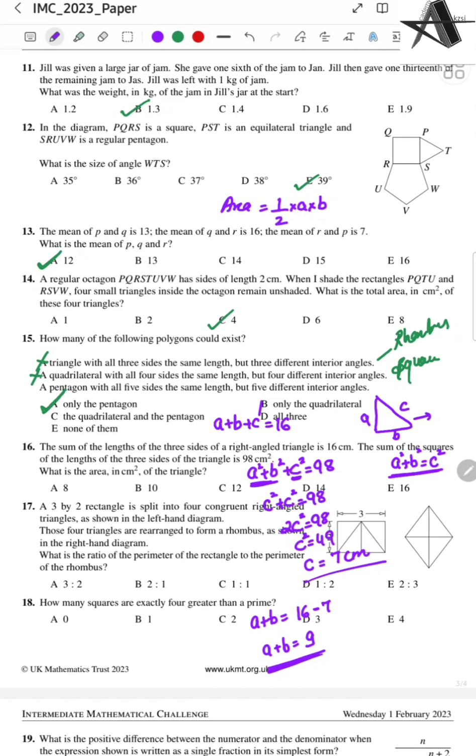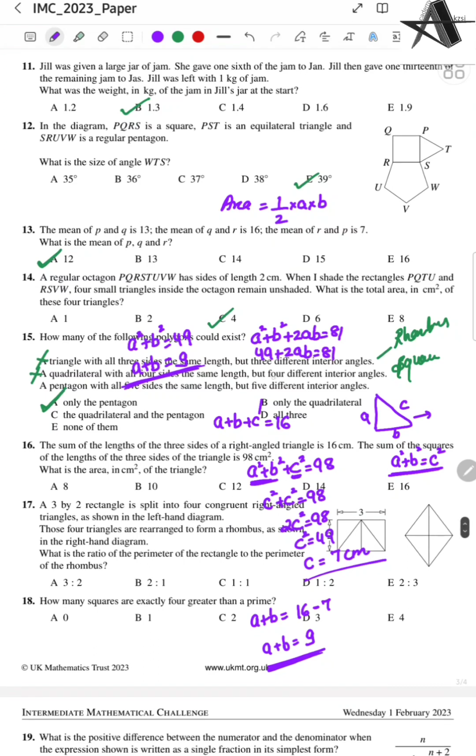A squared plus B squared is equal to C squared. C is 7, so A squared plus B squared is 49. And A plus B is 9. If I square this, I'll get A squared plus B squared plus 2AB is equal to 81. I just squared both sides. I have the value of A squared plus B squared, which is 49. So 49 plus 2AB is equal to 81. When I bring it here, 2AB is equal to 81 minus 49, which is 32. So 2 times AB is 32. AB is 16. If AB is 16, the area will be 16 over 2, that is 8 centimeters squared. The answer is going to be A.